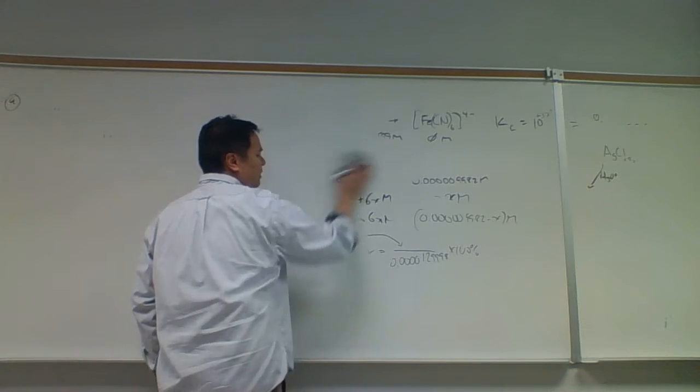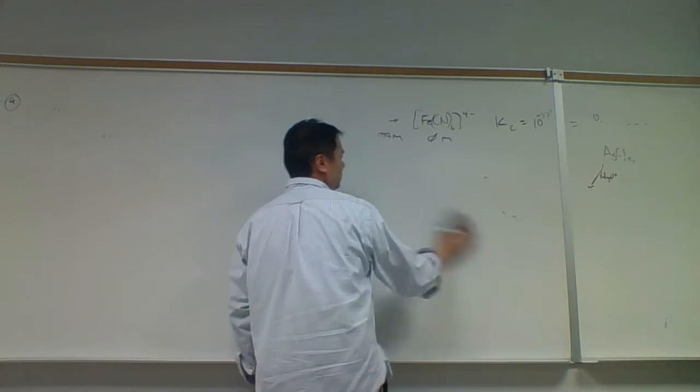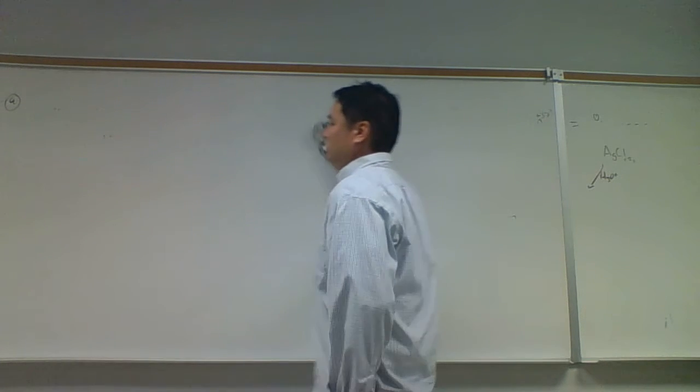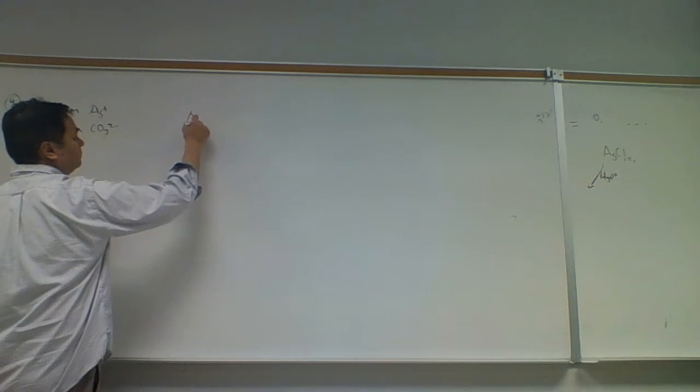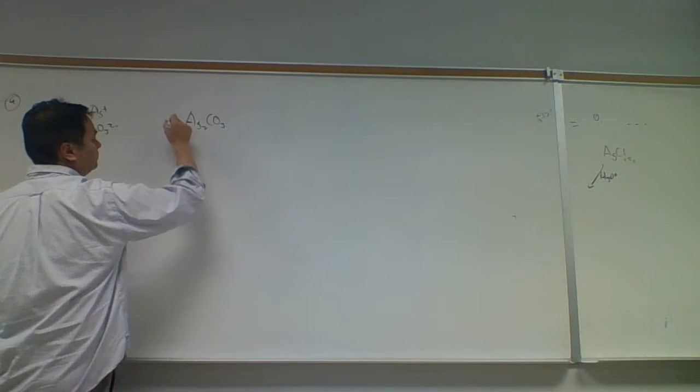All right, so can somebody read off number 9? Yeah, number 9. So number 9 is a solution that contains initial concentrations of 0.2 molar silver ion and 0.1 molar CO3 2-. What will the percent precipitation of silver ion be? And they give you the Ksp for silver carbonate, which is 8.5 times 10 to the negative 12.